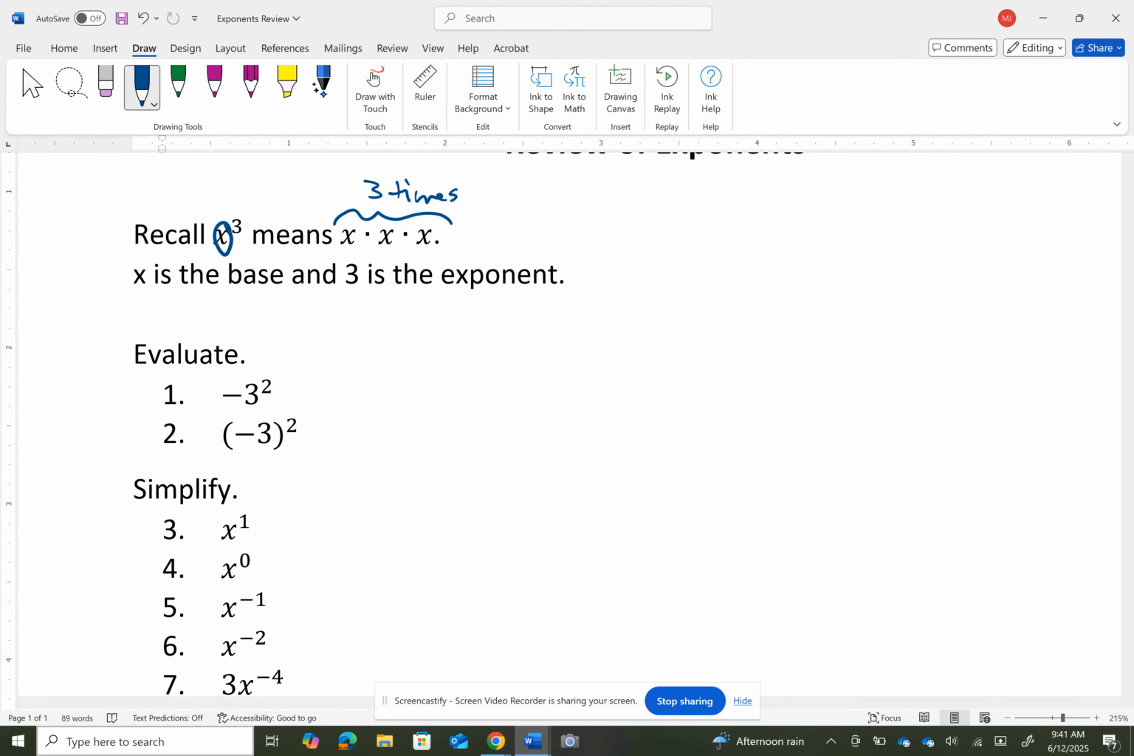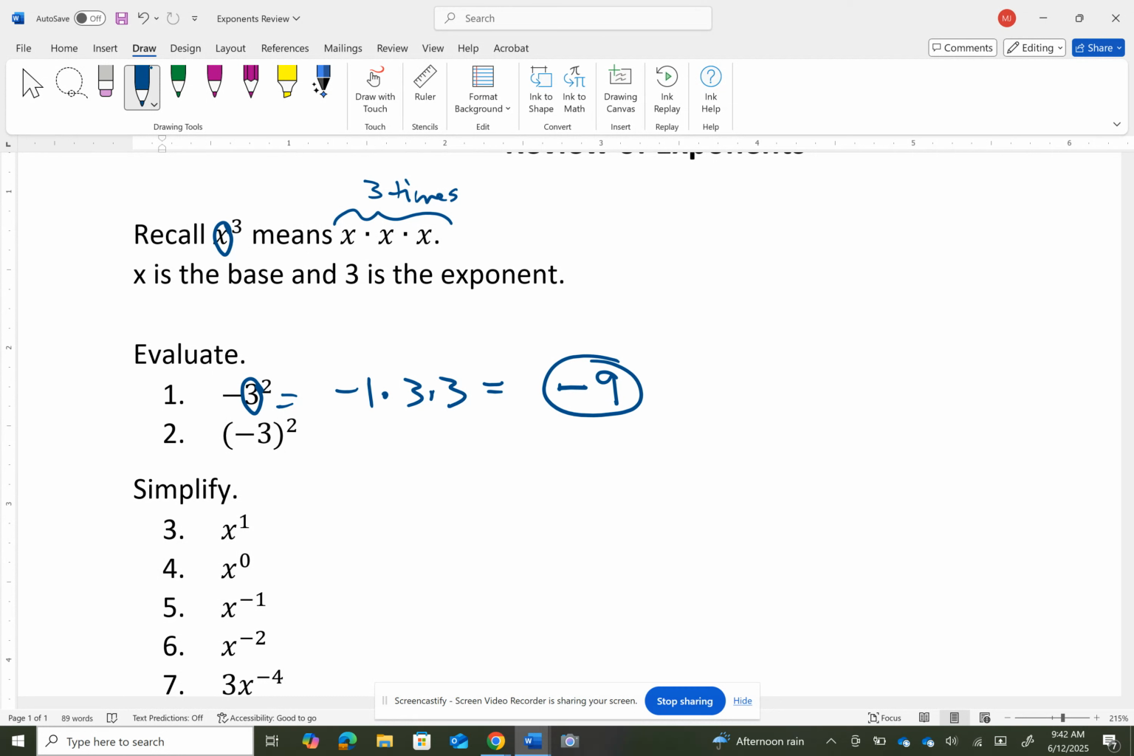Now, questions 1 and 2 are misinterpreted all the time, and you've got to get this straight. On question number 1, the base is actually the 3. The 2 only applies to the 3. The negative is like taking the opposite. So on number 1, you should be doing the opposite of the square of 3. It really means -1 times 3 times 3. You square the 3 and get 9, and then take its opposite. So it's a -9 when you're finished.